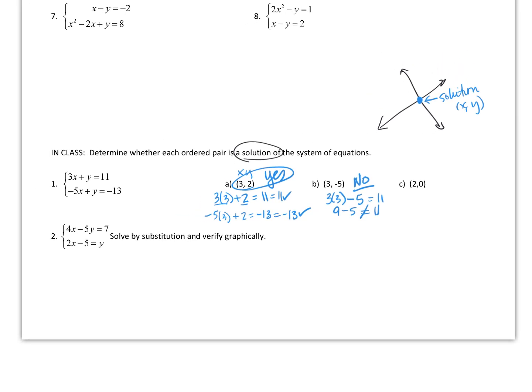Look at C. 3 times 2 plus 0, is that going to equal 11? That's just 6, right? 6 is not equal to 11, so this is a no also. It's the first type of question on today's practice. That's it. You're just evaluating to see which of the points work in both equations. All right?